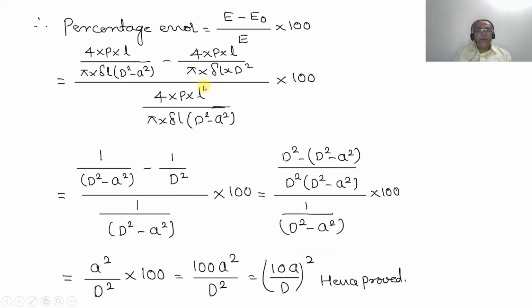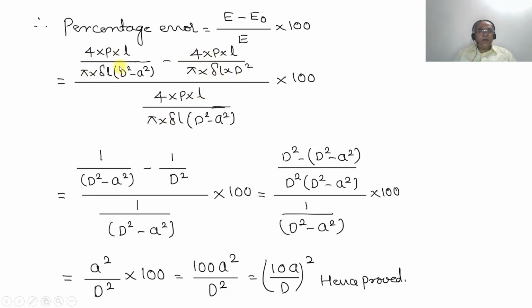Now, therefore, the percentage error will be what? The percentage error will be (E minus E naught) by E into 100. So substitute the values of E and E naught in this equation: 4 P L by pi delta L (D square minus a square) minus 4 P L by pi delta L D square, divided by 4 P L by pi delta L (D square minus a square), into 100. Since 4 P L by pi delta L is a common factor, it cancels.